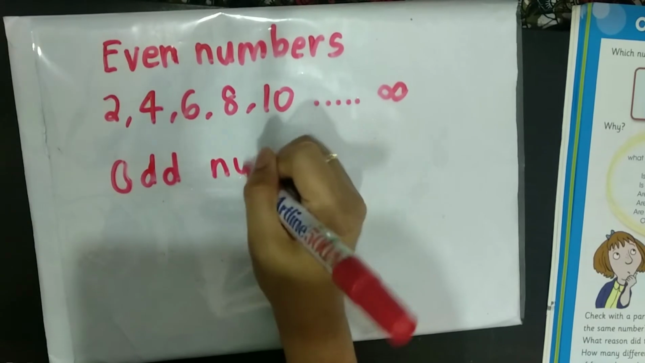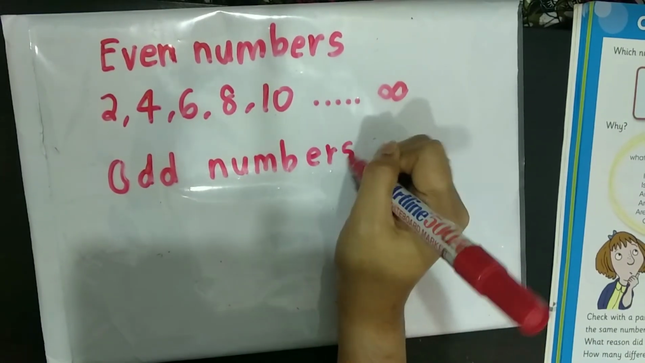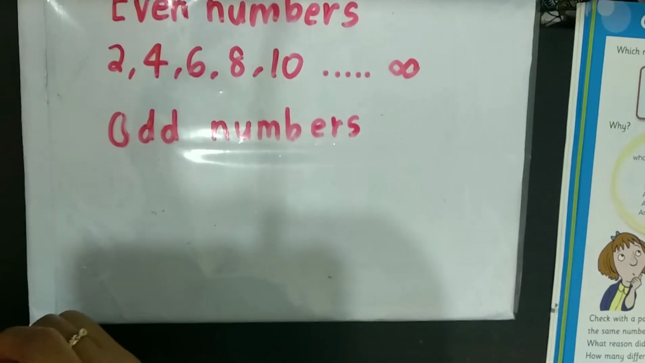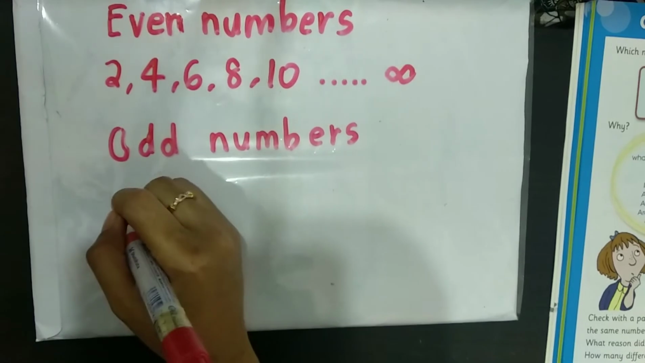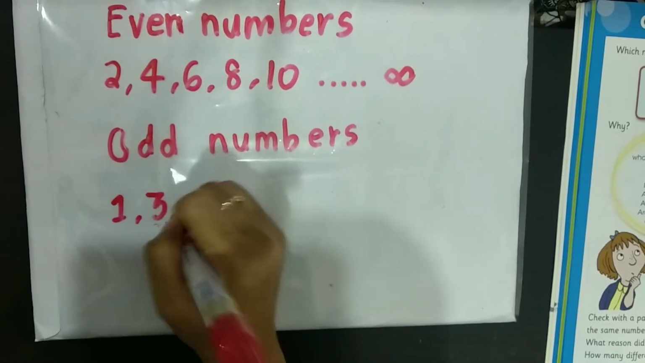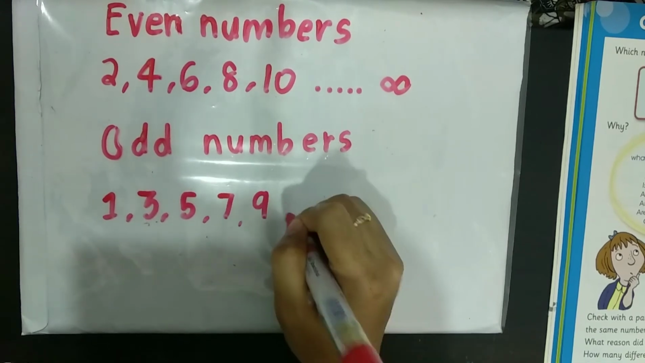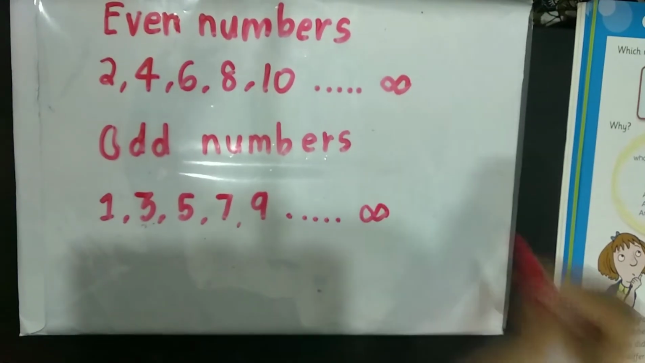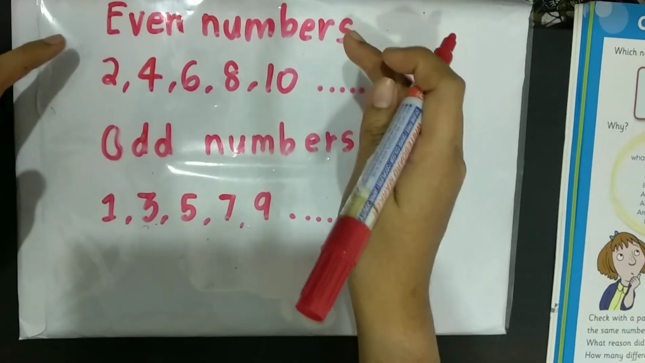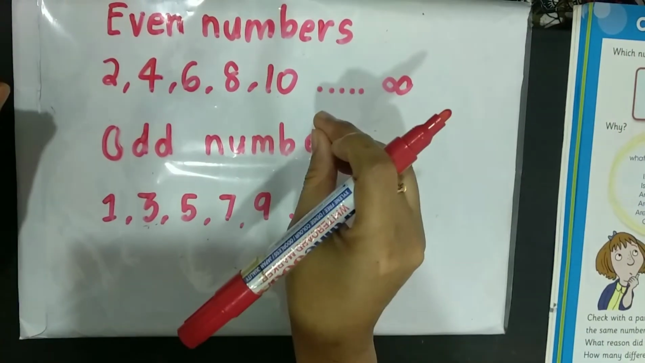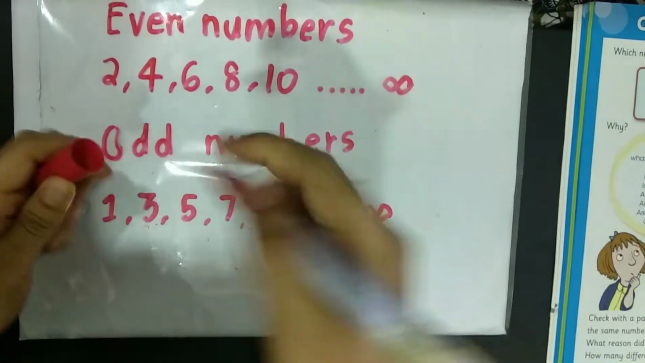Then we're learning odd numbers. There are two kinds of numbers: even numbers and odd numbers. Odd numbers are numbers that cannot be divided by 2. It starts with 1, 3, 5, 7, 9, and so on, infinity. That's all you need to know. So even numbers are numbers that can be divided into 2. The odd numbers are the opposite.